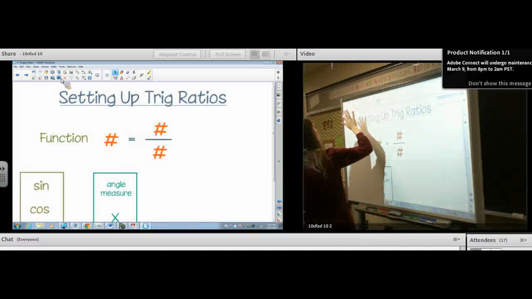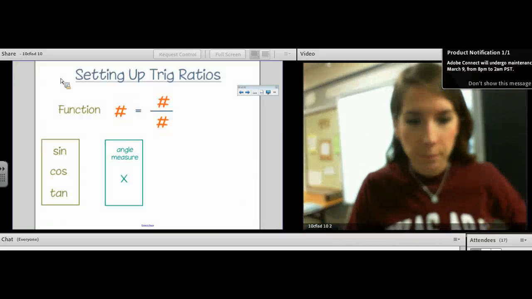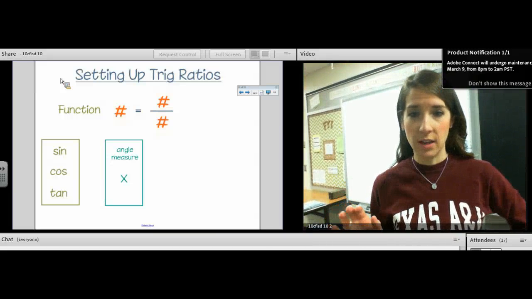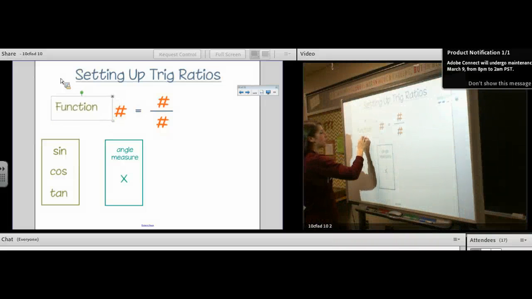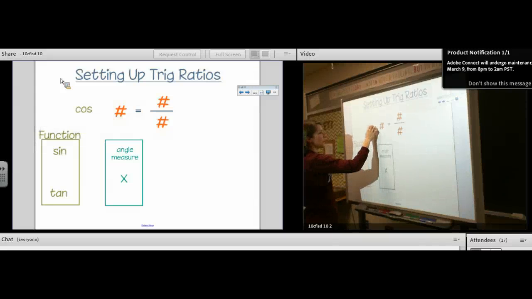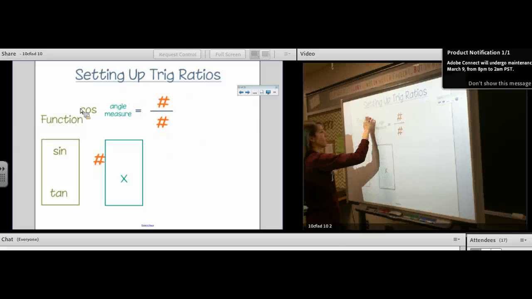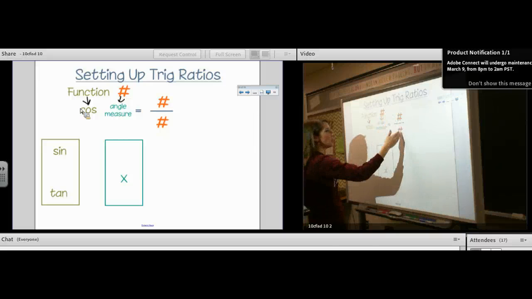So, this is not going to mean a whole lot to you yet, setting up trig ratios. But let me just tell you how they're set up, even though you have no idea what it means yet. So in a trig ratio, the first thing you write is always the function. That's the first thing you write. So you might put cosine. That's what you would put first. The next thing that goes right here, it's always a number, is going to be the angle measure. So you put the function, which I just chose cosine, and then you put a number or a letter, and that's going to be the angle measure, and then it's going to equal a number over a number.